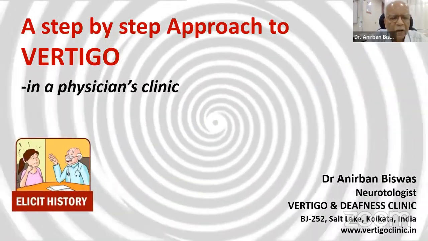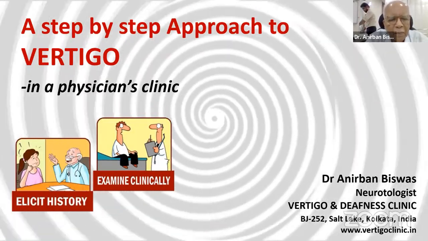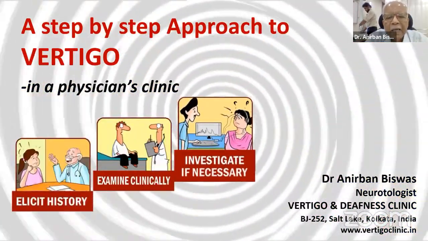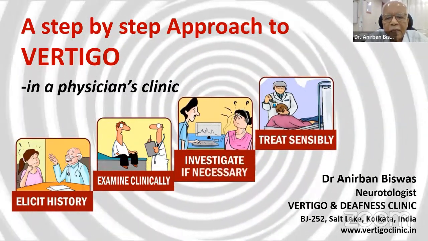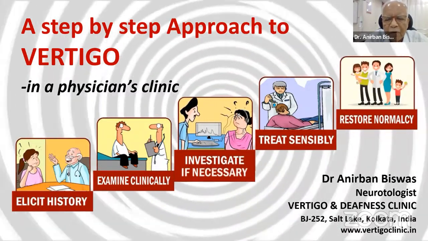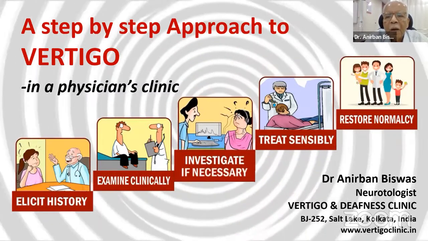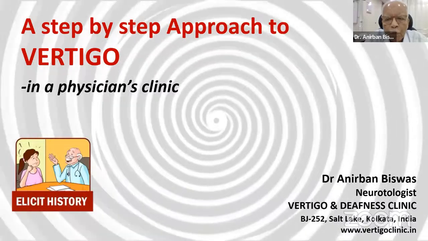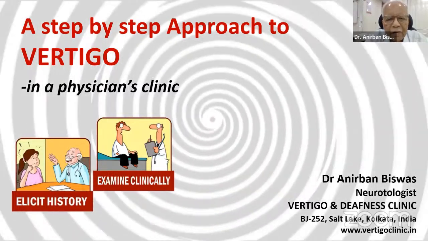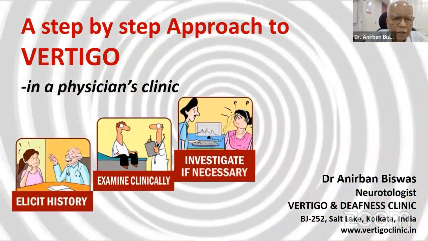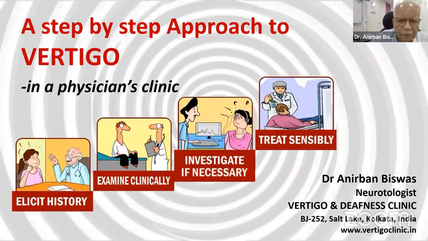So, what are the steps of diagnosis? First is eliciting a very thorough history. Next is examining the patient clinically, then investigations if necessary, then to treat the patient sensibly. Because when we come to treatment, we'll tell you treatment has to be done sensibly, and then restoring normalcy, which means bringing the patient back to mainstream, where the patient will not have any vertigo, any instability, or any balance related disorders. Okay, so we go by steps one by one.